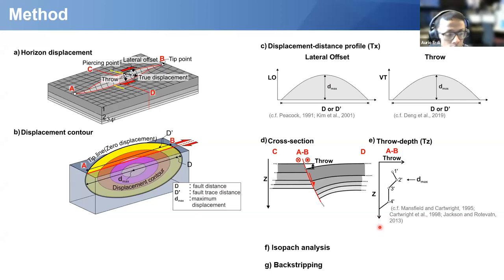And we also do isopach analysis by investigating thickness variation of growth strata around the strike-slip fault. We also do backstripping of our vertical throw distance data. These two methods will provide fault nucleation and fault growth.